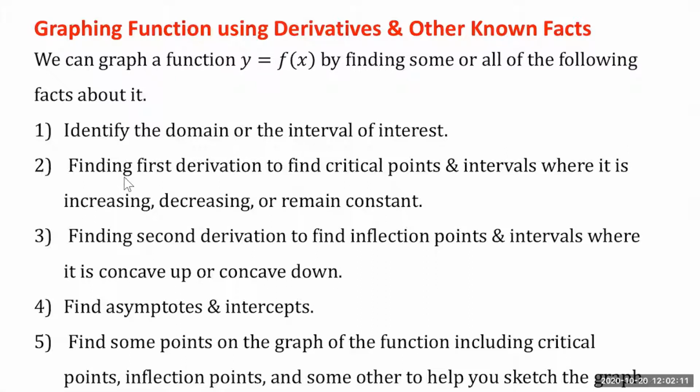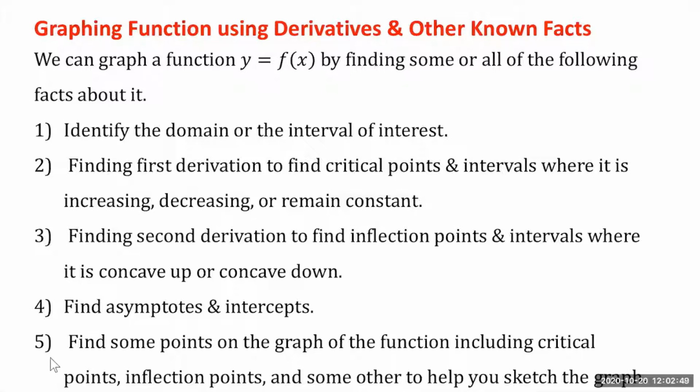Second, we have to find the first derivative, and using that first derivative, we have to find the critical points, which will help you find where the function is increasing, where it is decreasing, or where it will remain constant. Third step, you have to find the second derivative, and using that second derivative, you have to find the inflection points, and using that, you must be able to determine where the function is concave up or concave down. That's step 3. In step 4, we have to find the asymptotes and intercepts. If there are any asymptotes or any intercepts, we are going to find those in the 4th step.